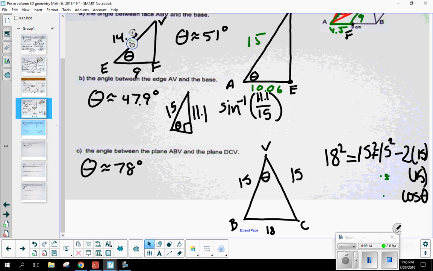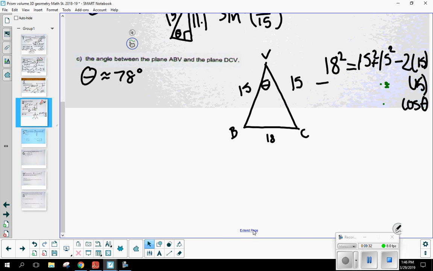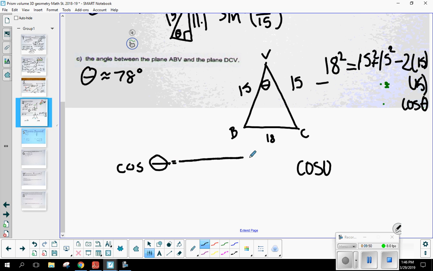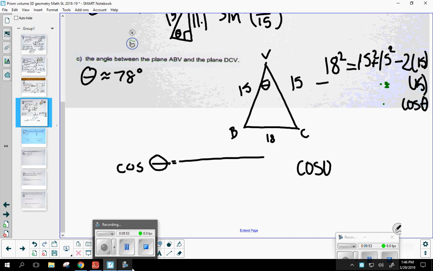And then you just square root it. Well, not on this one, because we're looking for theta. If I were looking for the side length, we would absolutely go ahead and do that. So what we need to do is take this equation and solve it for cosine of theta. So you just subtract what? The 18 squared. I would move the other terms. Let me go ahead and set this up. Cosine of theta equals, so I'm going to draw this big fraction here.